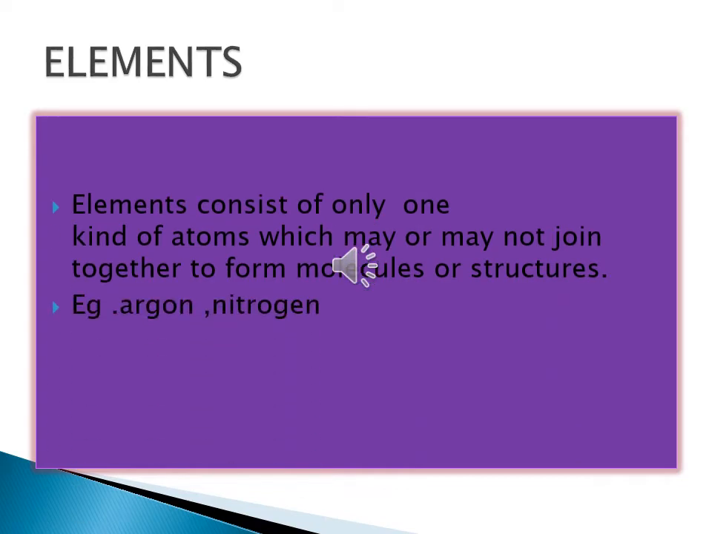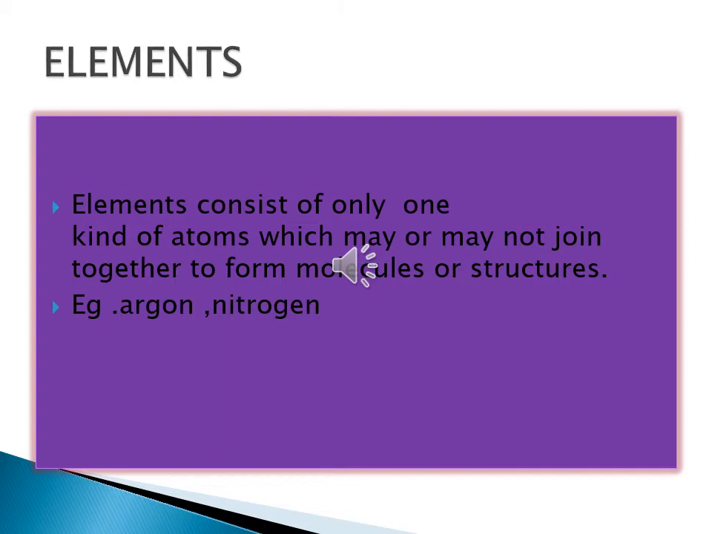Okay children, now we will study about elements. Elements consist of only one kind of atoms, which may or may not join together to form molecules or large structures. Listen, only one kind of atoms which may or may not join together to form molecules or large structure.